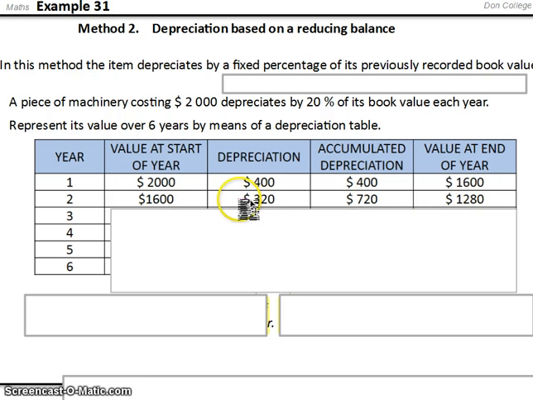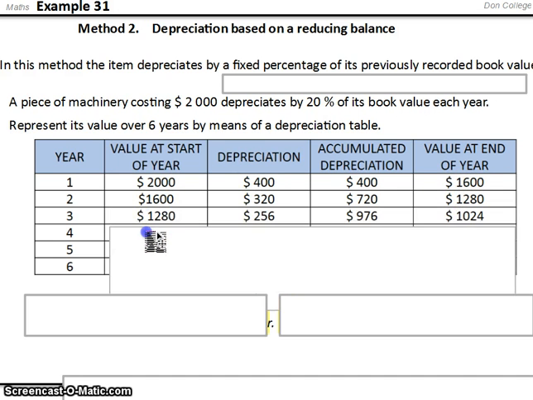But what we do here is we take off the 320 from the 1,600, and that gives us this value it's worth at the end of the year. And then this goes into this one. So it's 1,280 at the start of the year. 20% of that is 256, and so on.